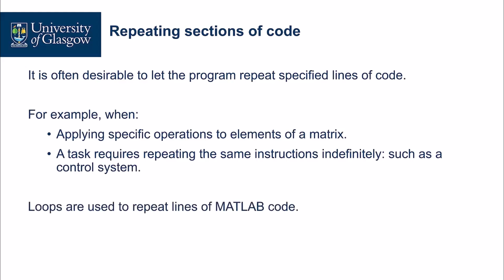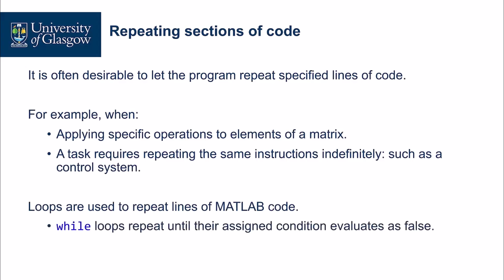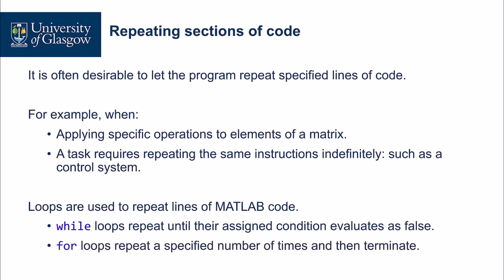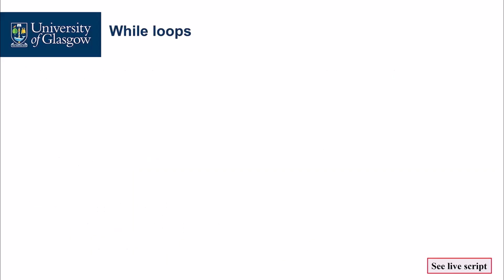In MATLAB, loops have two forms, a while loop and a for loop. With the while loop, we repeat until the assigned condition is false. As long as the condition is true, we continue the while loop. The for loop is different. Often we know beforehand how many times we will repeat the code, right? When it has reached the number of times that we want, it will terminate. So let's first see the while loop.